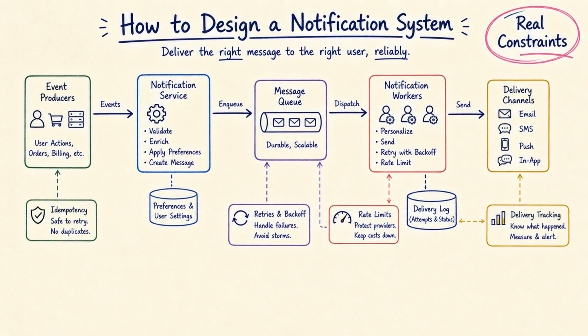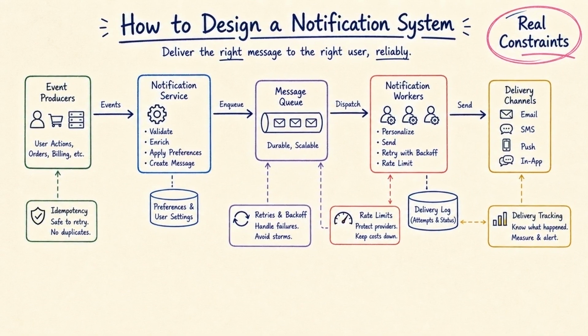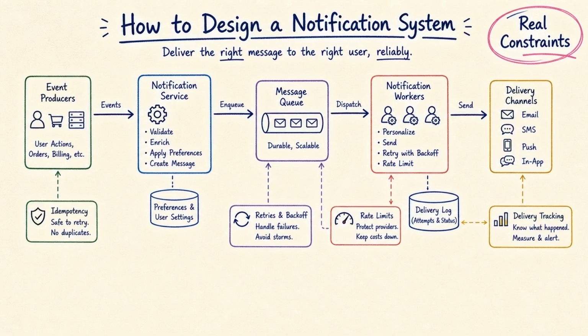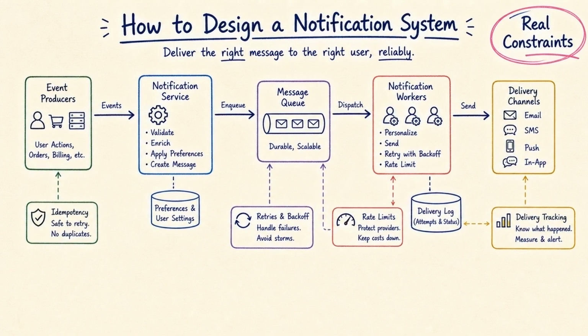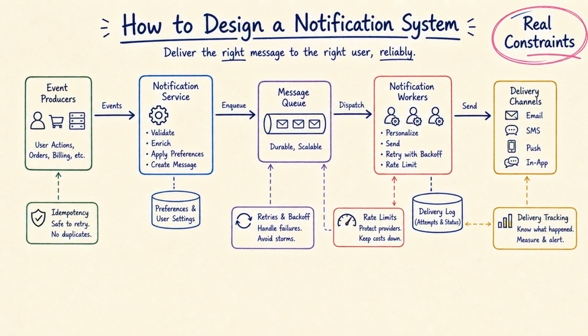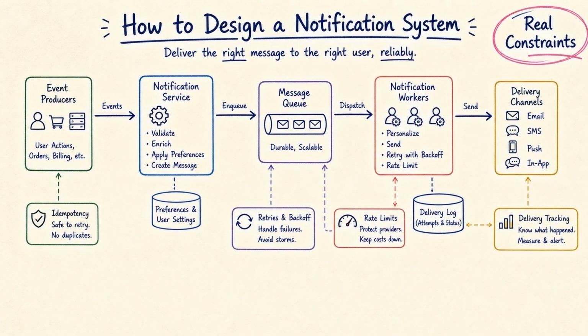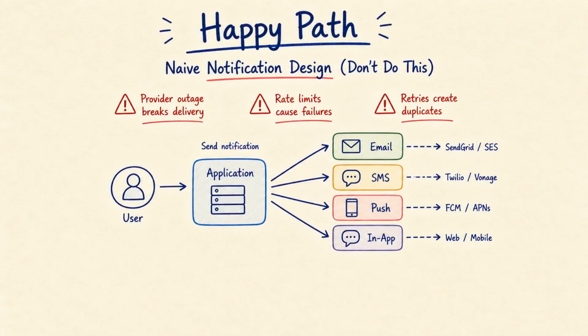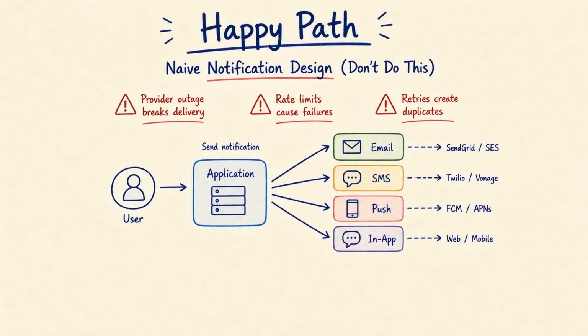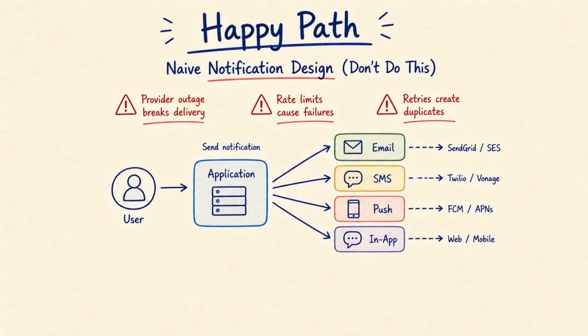This design has to handle email, SMS, push, and in-app notifications, plus preferences, templates, queues, retries, rate limits, delivery tracking, and idempotency, not just a clean demo request. The first diagram usually looks fine because it only tells the happy path story.